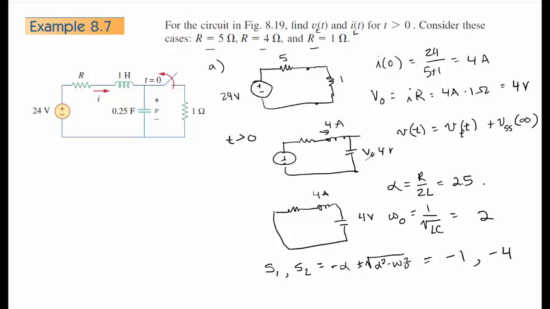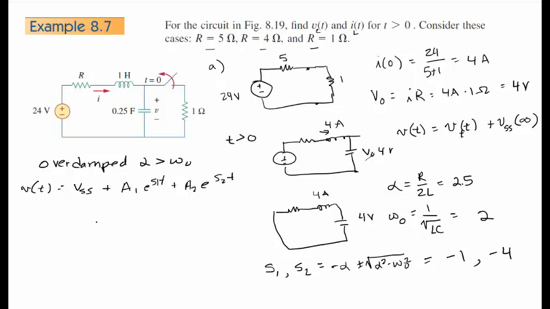So since alpha is greater than omega naught, we have the case of an overdamped circuit. It's overdamped because alpha is greater than omega naught, and so we know that the solution will be of this form. V of t will equal V steady state plus A1 e to the S1 t plus A2 e to the S2 t. That will be the solution. We have our S1, we have our S2, we don't have our A's yet, and we don't have our V steady state yet. So we can get our A1 and A2 from the initial conditions once again.